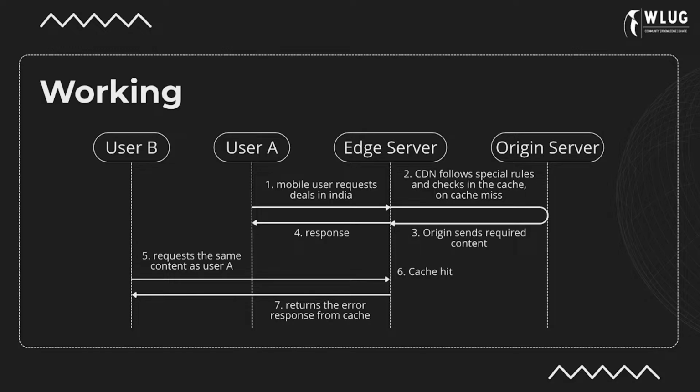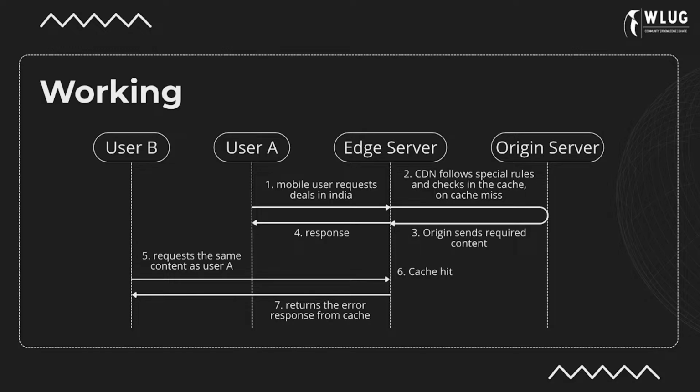Now, your user B, within the span that the content is being stored for, maybe 30 seconds, requests the same content after 5 seconds. Then it will reach your edge server, a cache hit will occur for the same cache key, it will find the bucket, and this response will be returned back to the user from the cache directly.